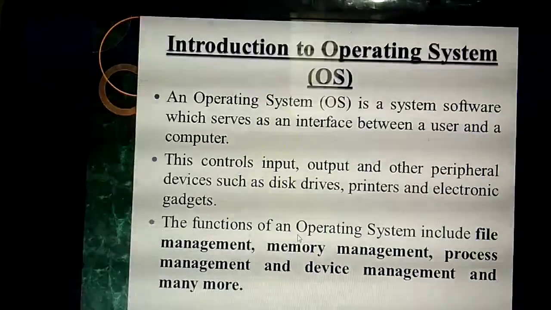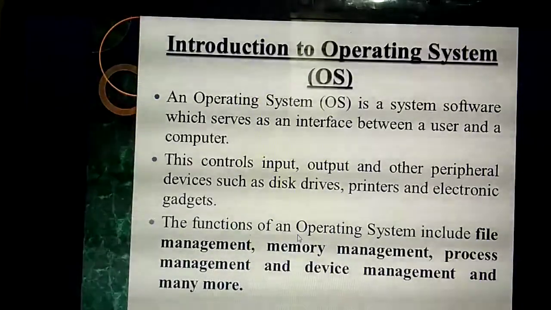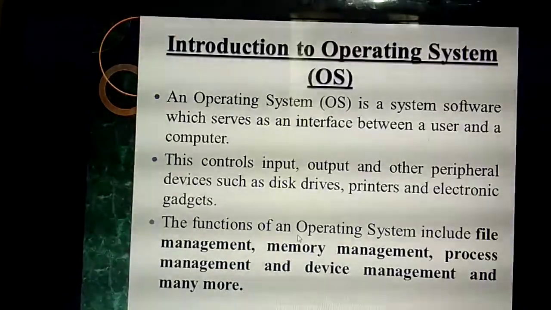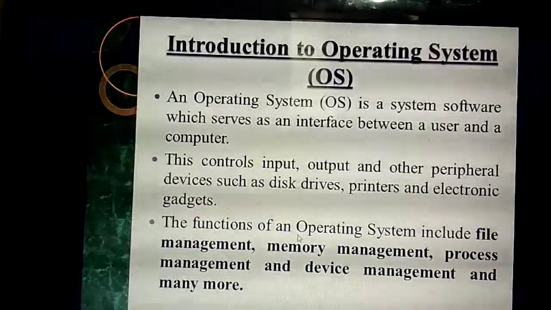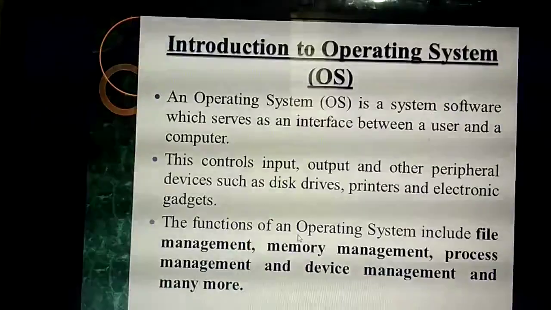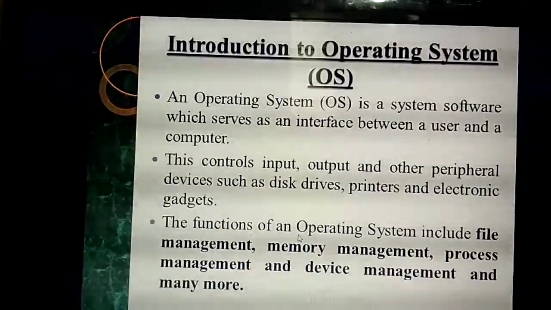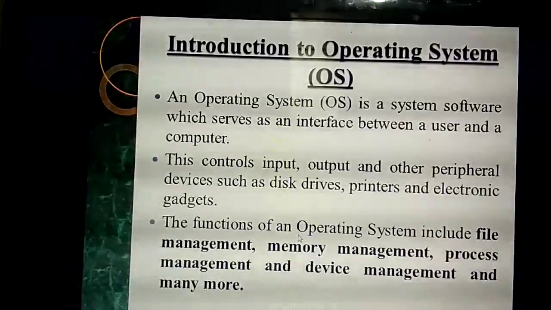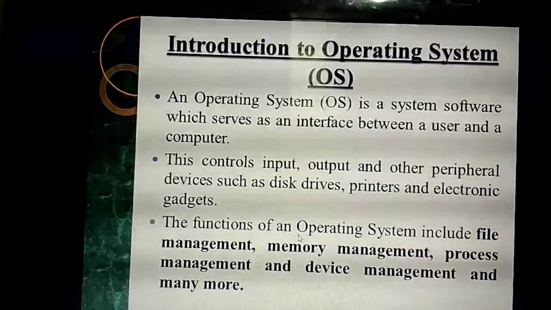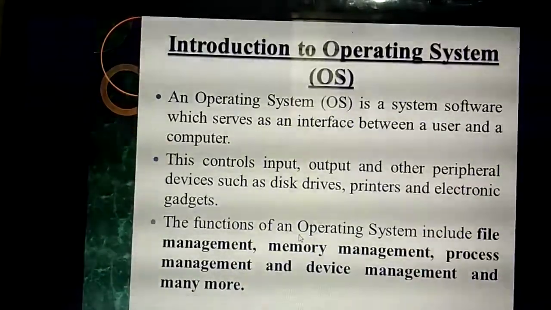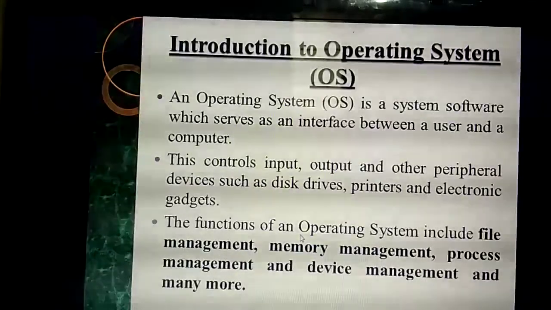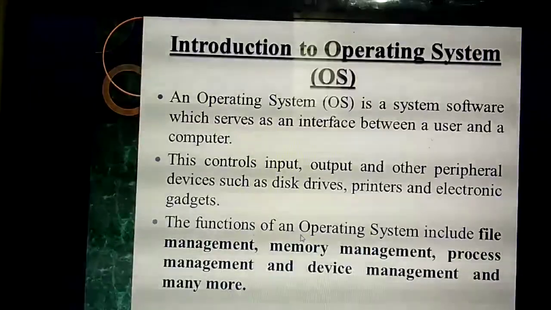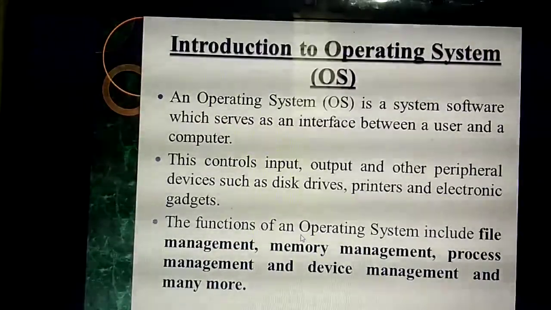Understand? For example, if you are going to switch on the system, immediately you can see some screen. That screen is called operating system screen. Understand now? So, this operating system only controls all the input, output and all the devices connected to the system. Okay, so what's the use of this operating system? This operating system will control what are the devices connected to the computer.